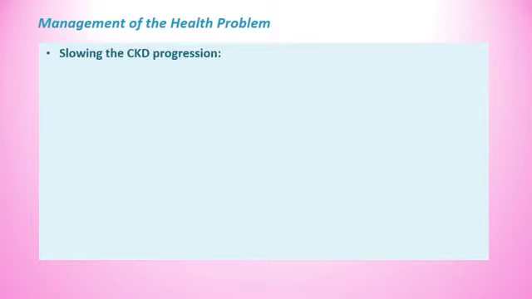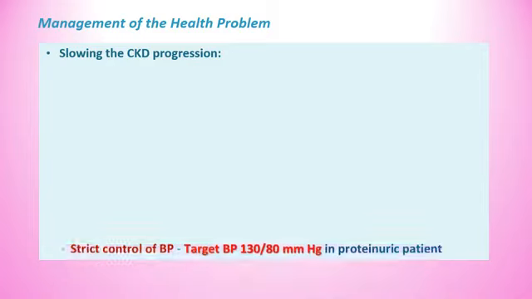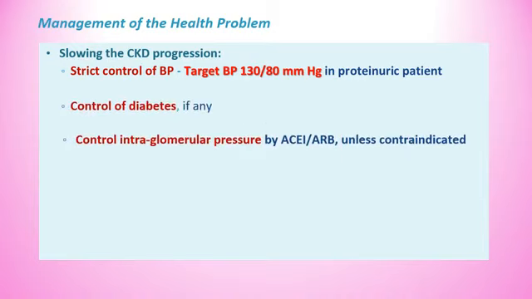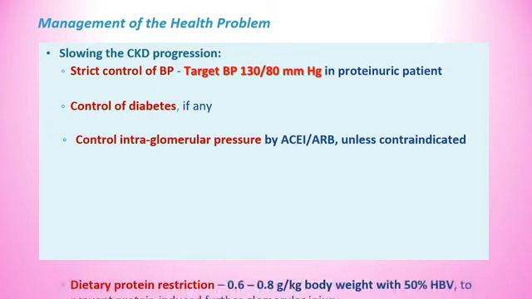Now the slowing of the CKD progression. Once CKD is established, our aim should be to slow the disease process. Strict control of blood pressure once again, and our target blood pressure is 130 by 80 mm mercury, particularly in the proteinuric patient. Control of diabetes if any. Control of intraglomerular pressure by ACE inhibitor or angiotensin receptor blocker unless contraindicated.